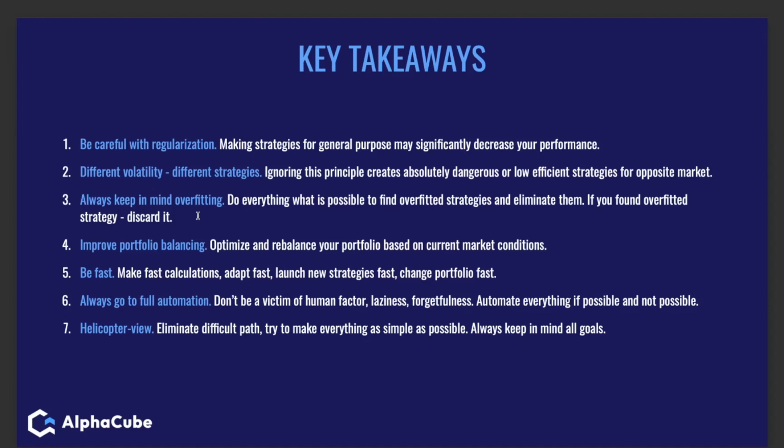And then the next conclusion is: you should be fast. If you spend a lot of time on creating strategies, testing them, going live, debugging, and bug fixing, your team is not flexible, and you need to fix that as soon as possible. If you go into algorithmic trading, even for LFT, low frequency trading, you should be fast. Make fast calculations and adaptations, launch strategies fast, and update portfolios fast as well.